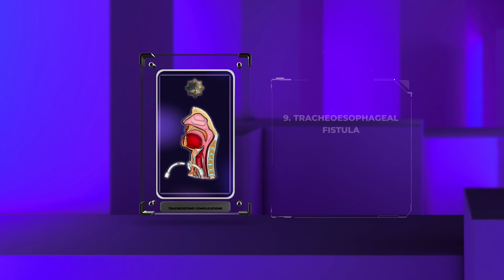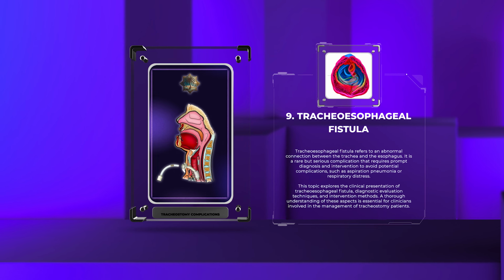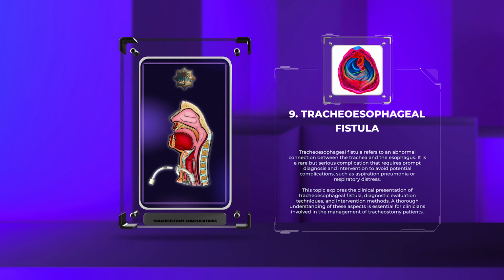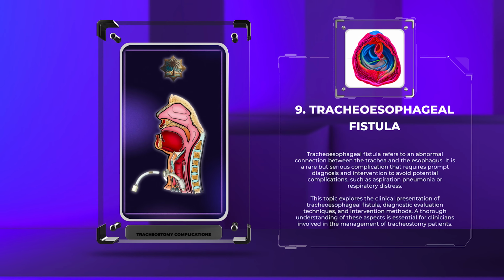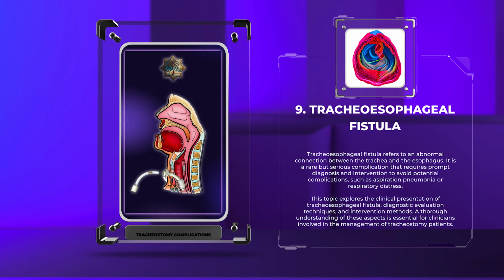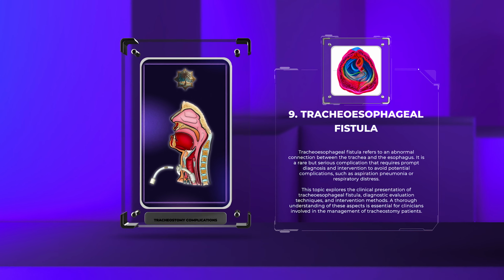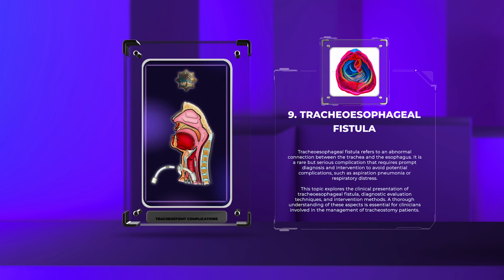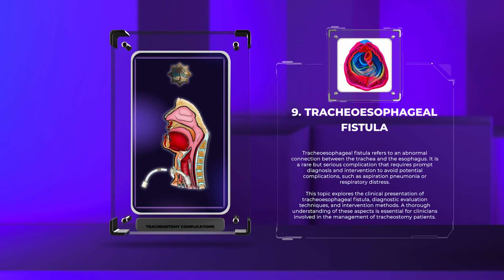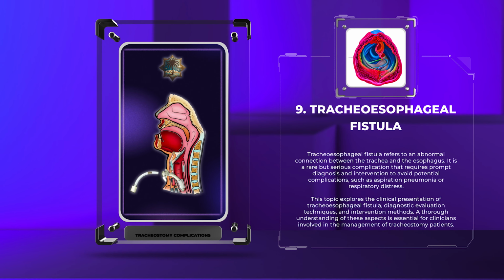Tracheoesophageal fistula refers to an abnormal connection between the trachea and the esophagus. It is a rare but serious complication that requires prompt diagnosis and intervention to avoid potential complications, such as aspiration pneumonia or respiratory distress. This topic explores the clinical presentation of tracheoesophageal fistula, diagnostic evaluation techniques, and intervention methods. A thorough understanding of these aspects is essential for clinicians involved in the management of tracheostomy patients.